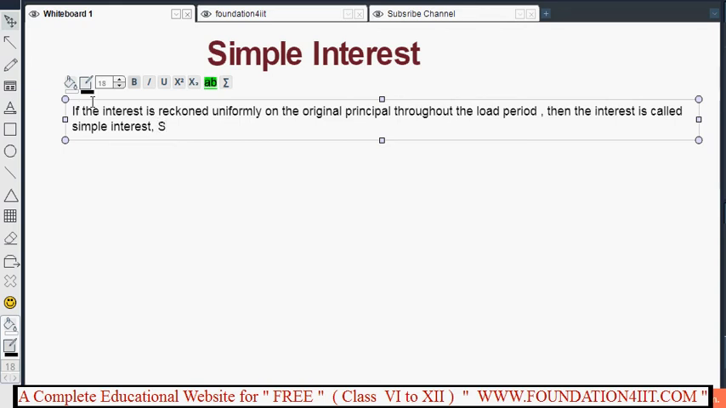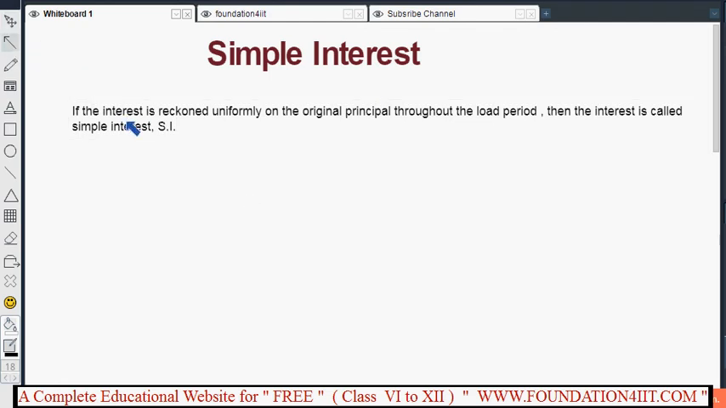So we can say simple interest. So the interest is calculated generally on the original principal throughout the loan period. So throughout the loan period we'll calculate the interest on original principal only. For example, if we take 1 lakh rupees from the bank as a loan for 10 years, then for every year they'll calculate the interest on the original principal only. That is nothing but simple interest. So I'll write the formula.